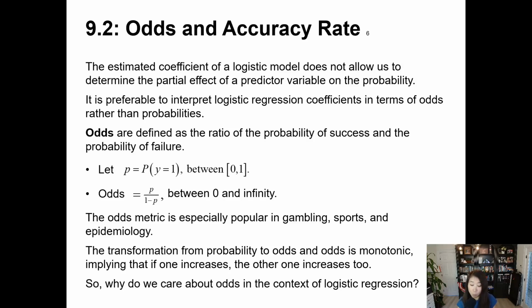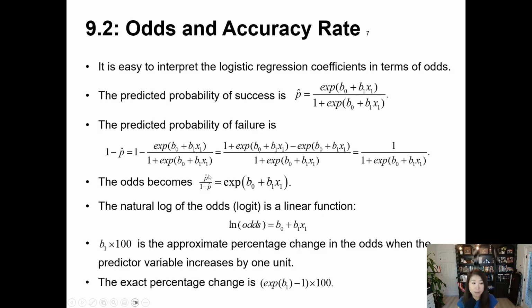So implying that if one increases, the other one decreases. So therefore, this is really good. Why do we care about odds in the context of logistic regression? It is easy to interpret logistic regression coefficients in terms of odds.